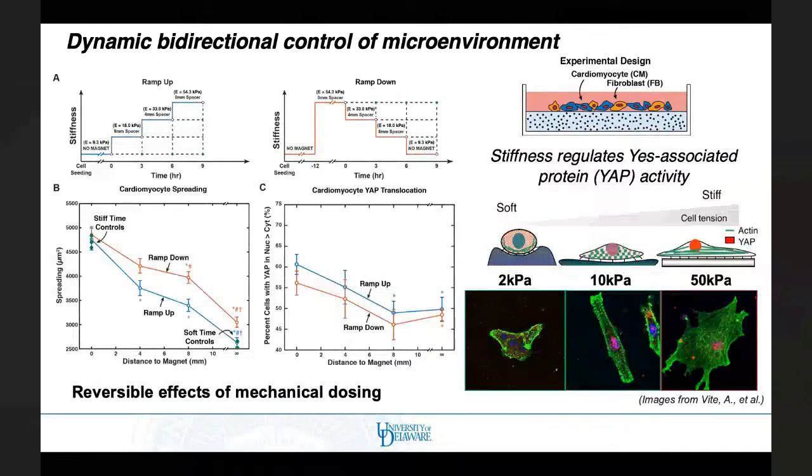We also looked at YAP translocation. YAP is the yes-associated protein, and this is, again, sensitive to stiffness. And what we see is that the stiffer the substrate, the more YAP translocates into the nucleus. And again, we see this acute reversibility.